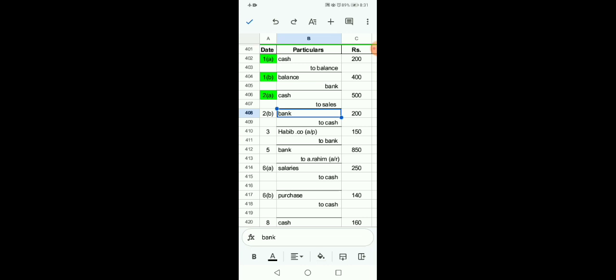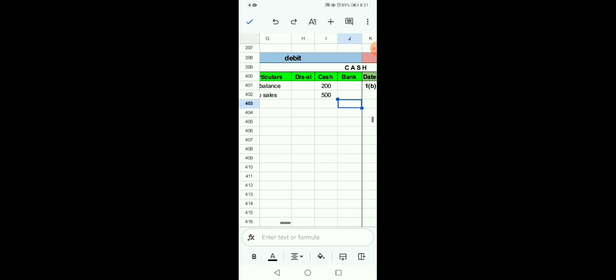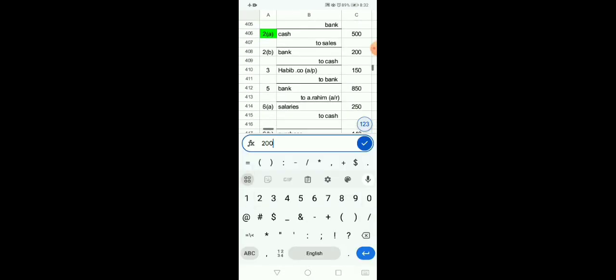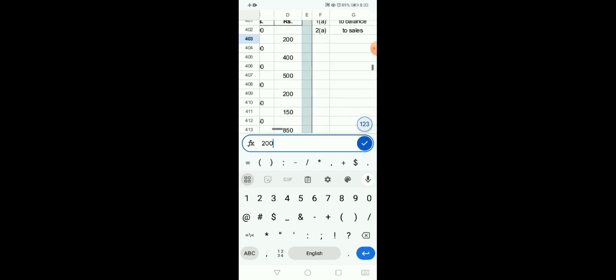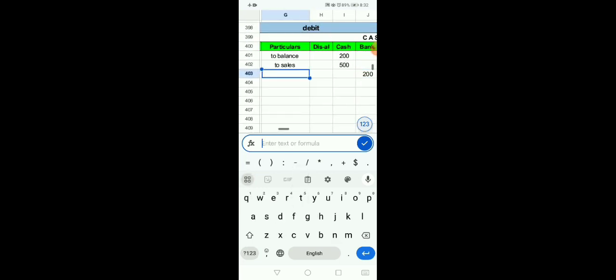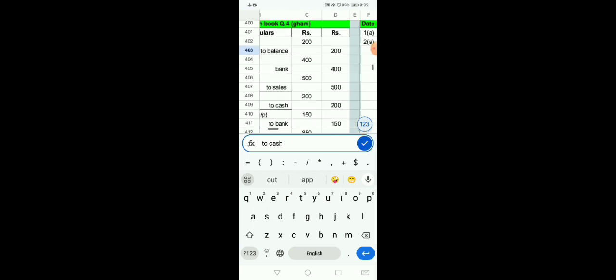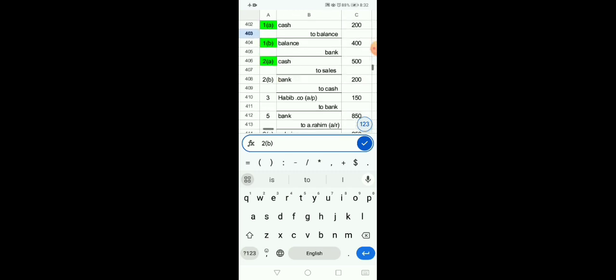First step is to see bank. Bank is debited 200. Go to the debit side of the bank and write down 200. Now see its reference. What is written on opposite side of bank? To cash. So you are going to write to cash in particular column. Now see the date, which is 2B. So write down 2B in date column. In 2B, there were two elements.